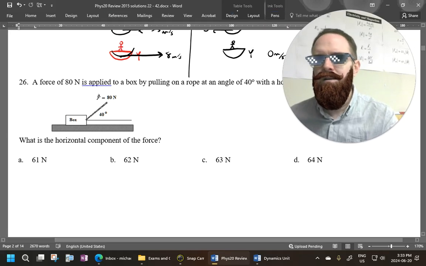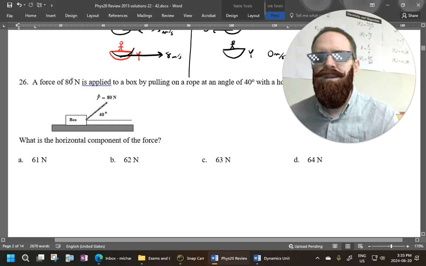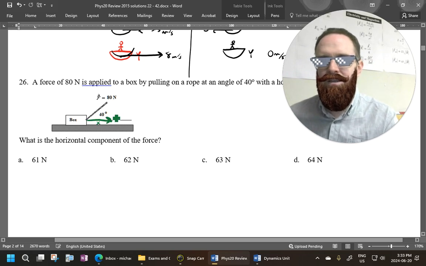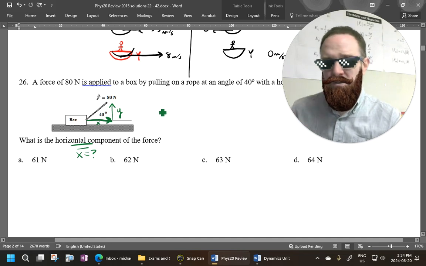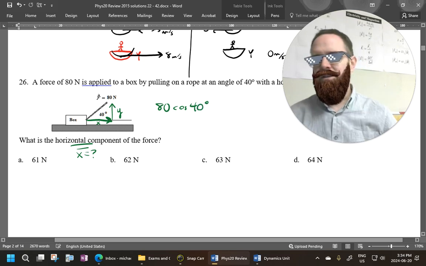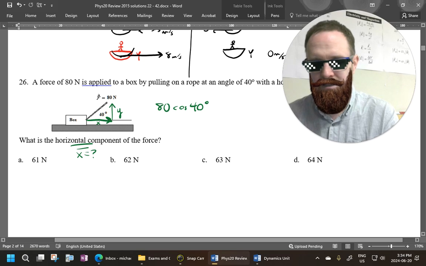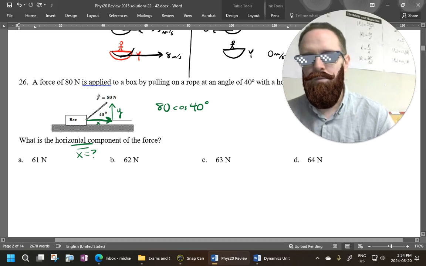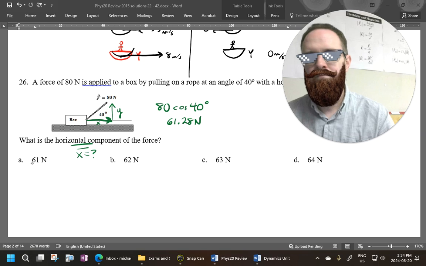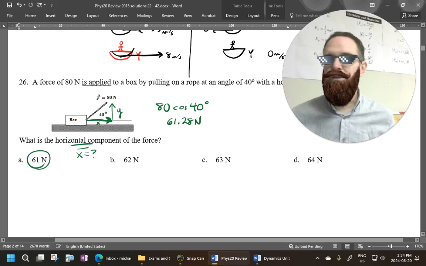Okay, so we have this force here at 40 degrees. It's just looking for the horizontal piece, so it's looking for this x piece here. Remember, we've got x and y, and for this horizontal piece, that's the x. So to find the x, we're just going to use cos. So 80 cos 40 degrees. Pull out your calculator, making sure it's the right mode. Hopefully by now it is. And we get 61.28 newtons. So with proper rounding, 61 newtons. There you go.